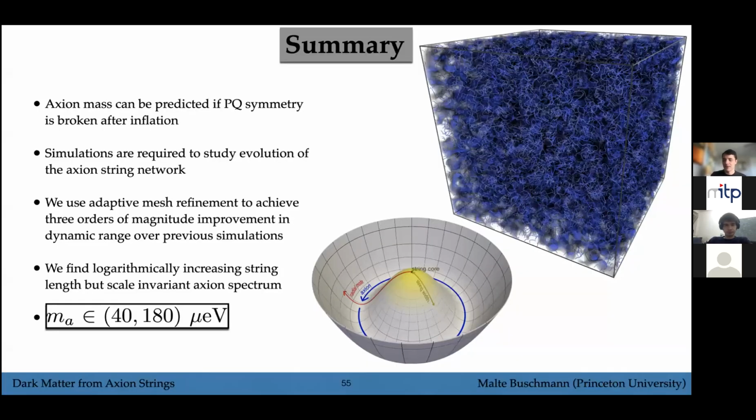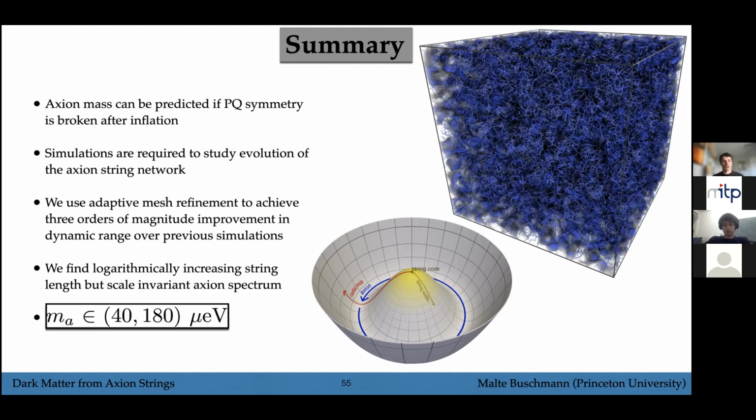And with that, I'm going to the summary. So I told you how it is possible to predict the axion mass with the caveats that I just mentioned two slides ago. Most importantly, the PQ symmetry has to be broken after inflation. In order to make such a prediction, you need to study the axion string network really carefully. The reason you have to do that is because these axion strings are ultimately what sets the axion number density, as they're the main producer of axions.